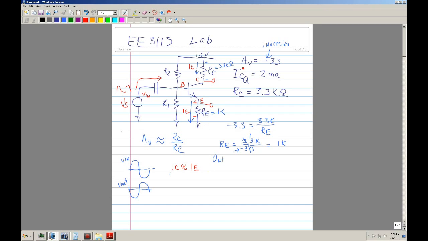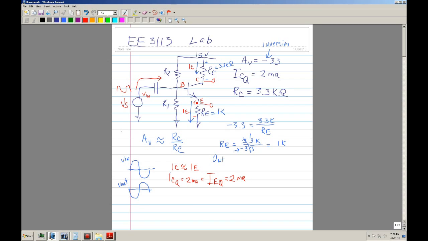So when he says ICQ is equal to 2 milliamps, well, if IC is equal to IE, and he gives you IC, the quiescent collector current, as 2 milliamps, what does that say about IEQ? That means IEQ has to be the same. It's going to be 2 milliamps.